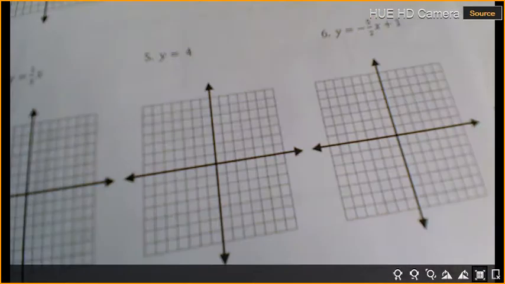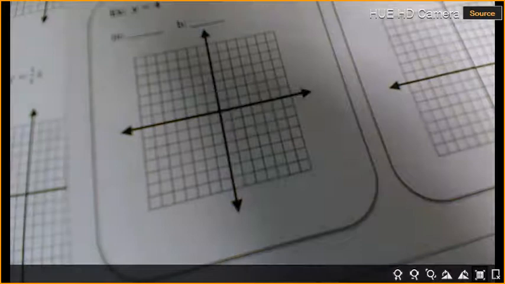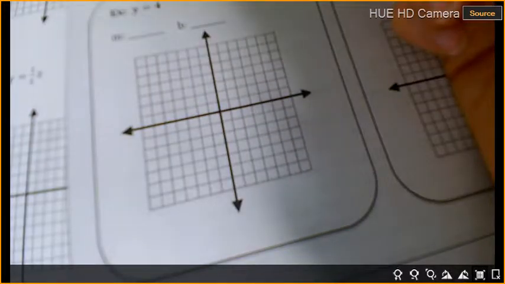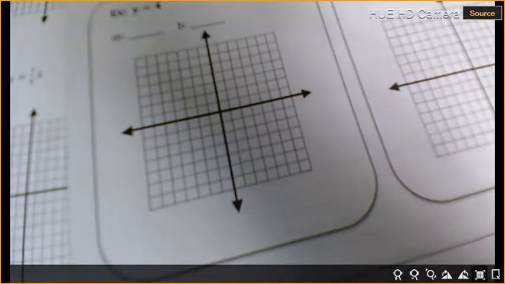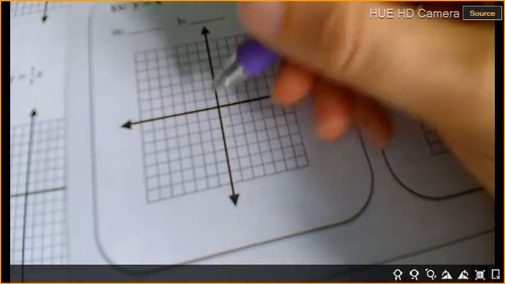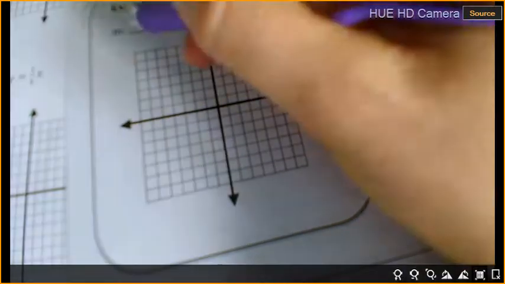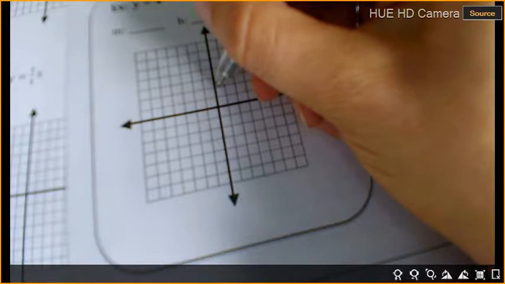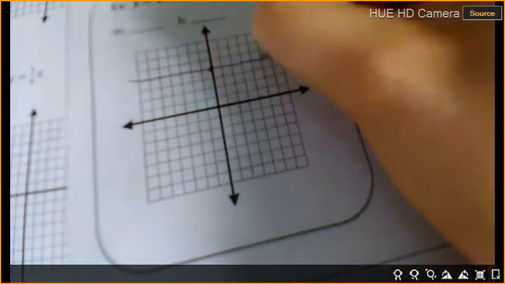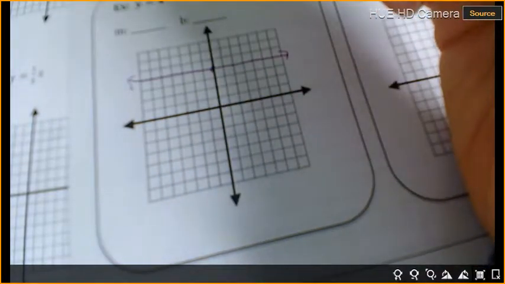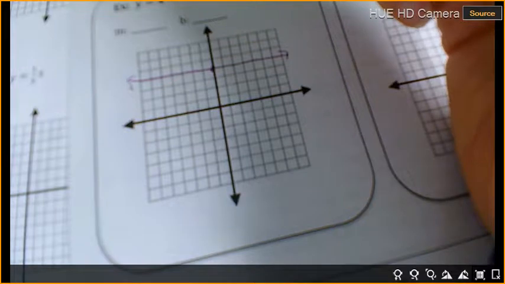Okay. So let's think about what these are. Y equals 4. Where's 4? Am I going to go to the right 4 or up 4? Up 4 because it says y equals 4, right? 1, 2, 3, 4. So my line looks like this. What's that slope? Undefined. Try again. Undefined. Undefined is impossible to walk.